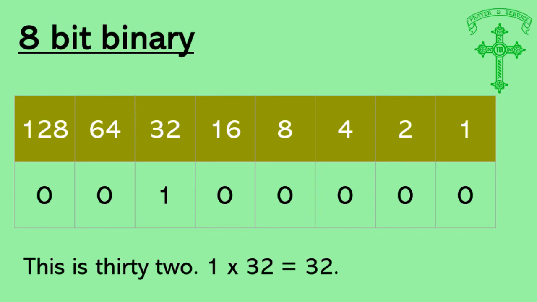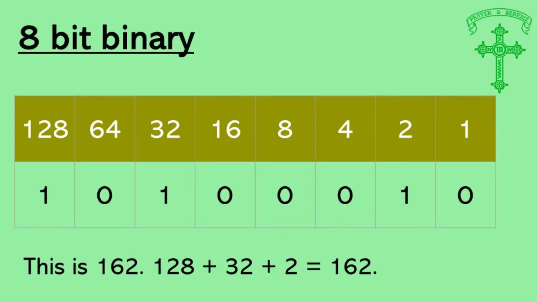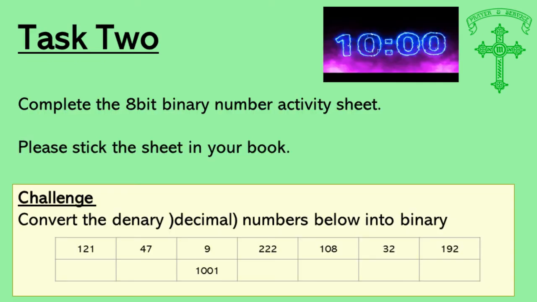In this example, the 32 one is on, the rest are off. That gives us 32. Next slide. We're going to have the 128 is on, 64 is off, 32 is on, 16, 8, 4 are off, 2 is on, 1 is off, so it's 128 plus 32 plus 2 is 162. Again, rewatch this and then have a go at the second sheet.